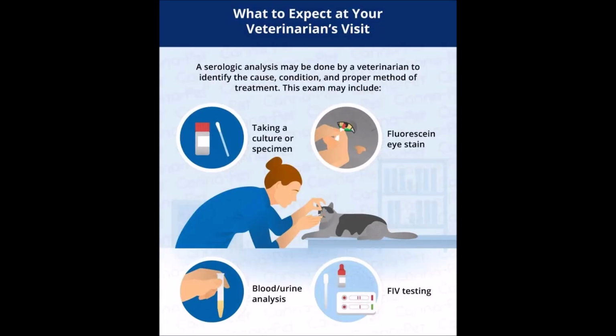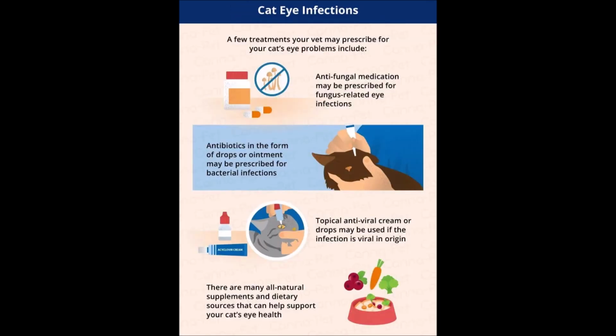Veterinary diagnosis and testing. Serologic analysis, identifies underlying causes, viral, bacterial, fungal. Fluorescein eye stain, detects corneal ulcers. Culture and specimens, for bacterial or fungal infections. Blood and urine tests, check for systemic issues, e.g., FIV.